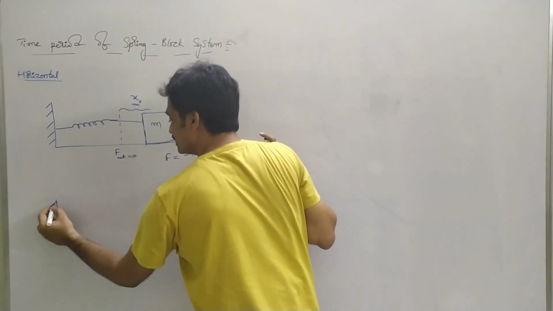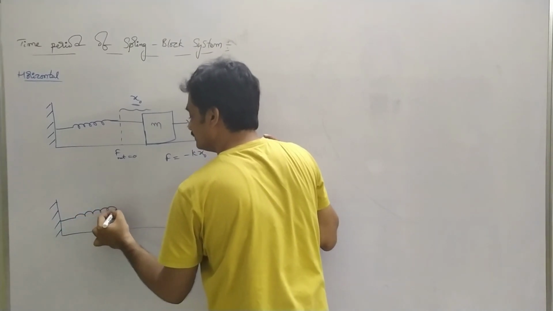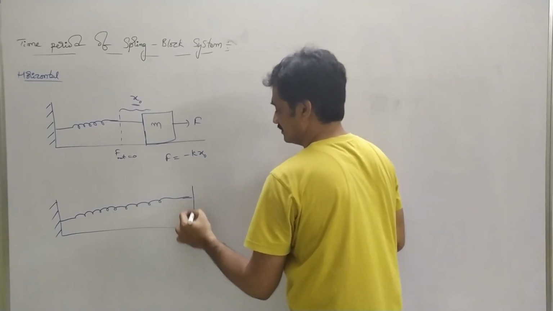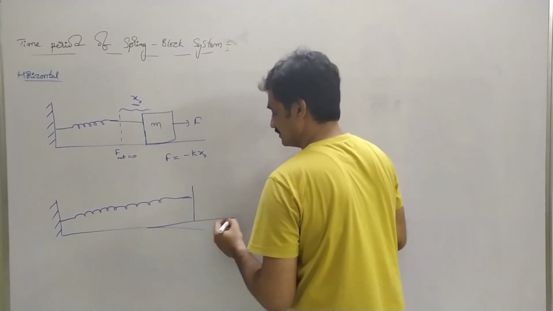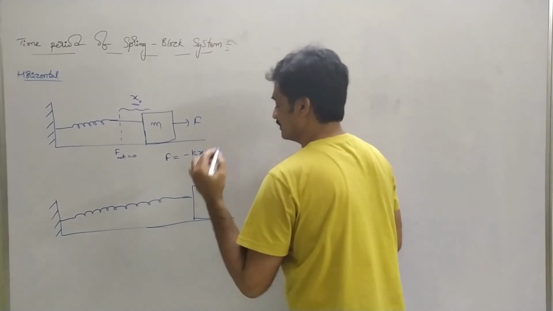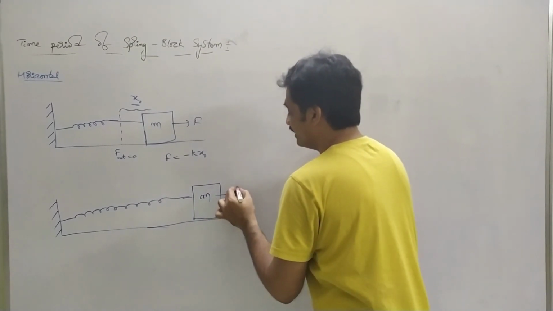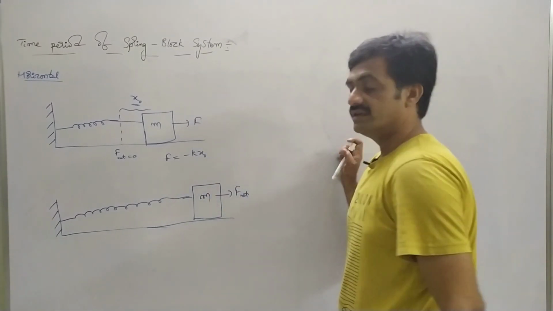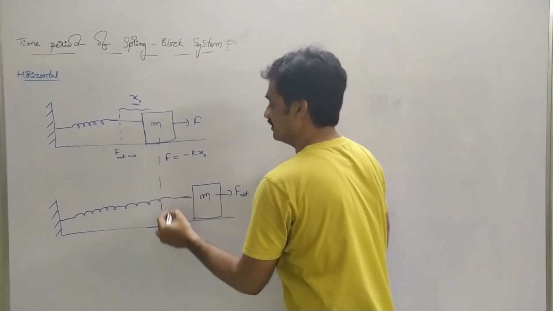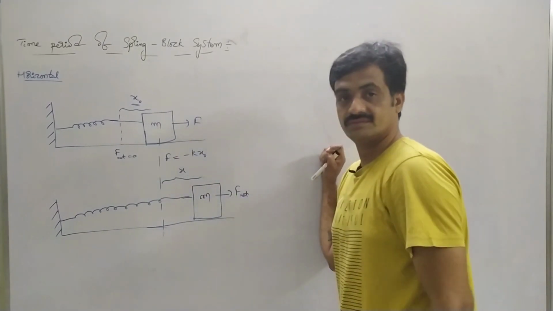So what we do is we just drag the spring by applying a net force F net. Here observe that as the force is applied, the body is displaced from its position, and the displacement is represented as x.